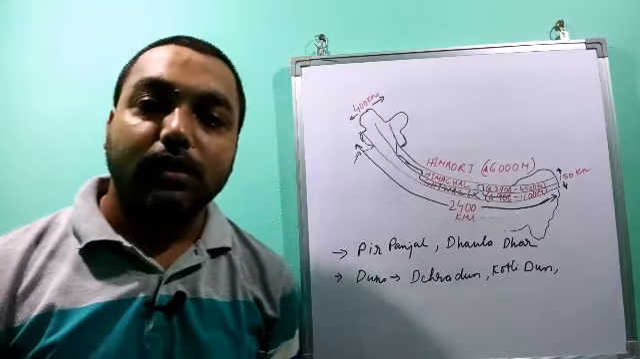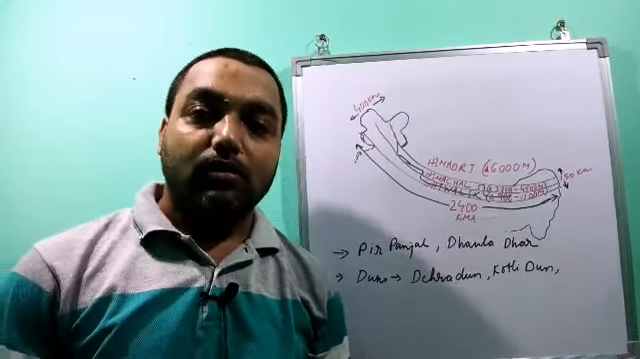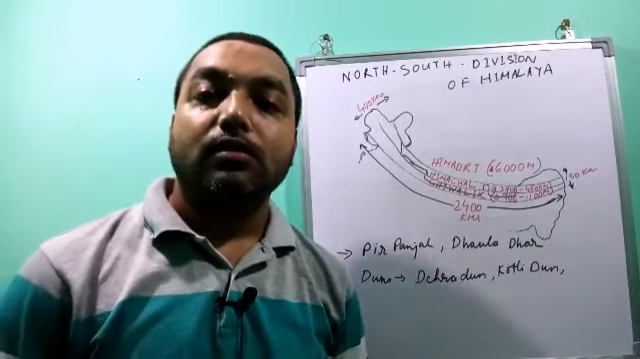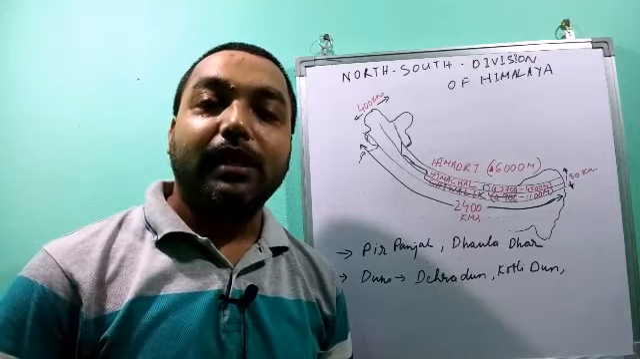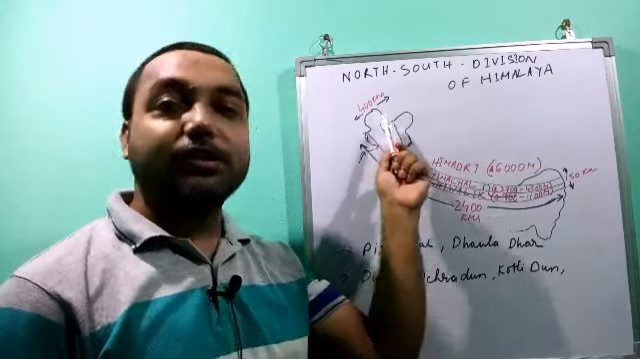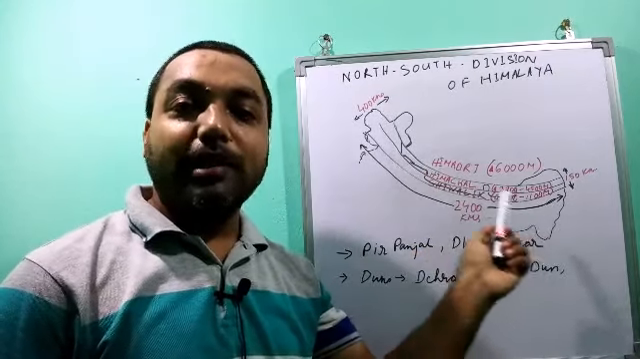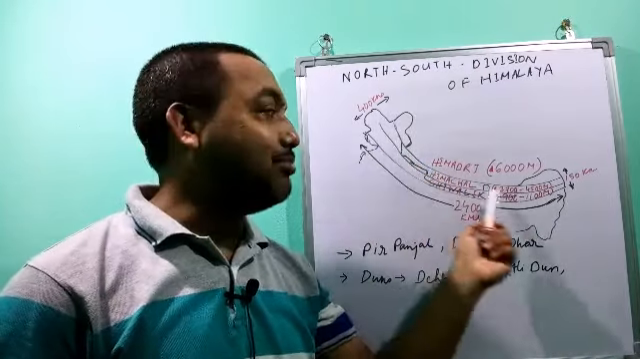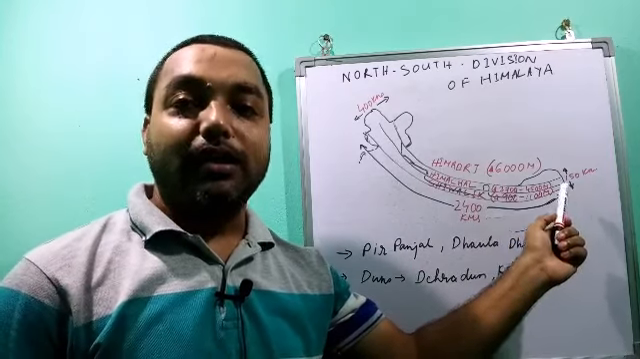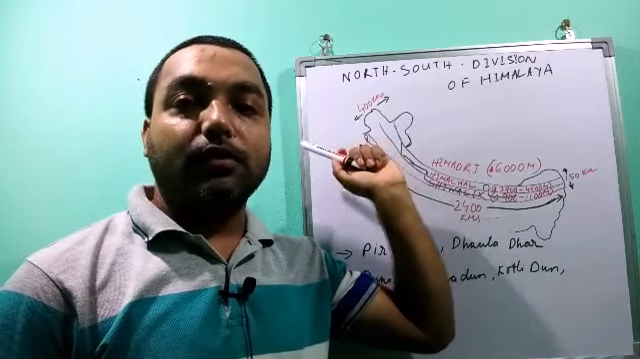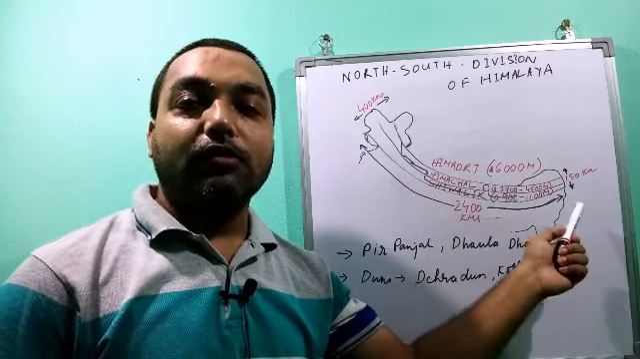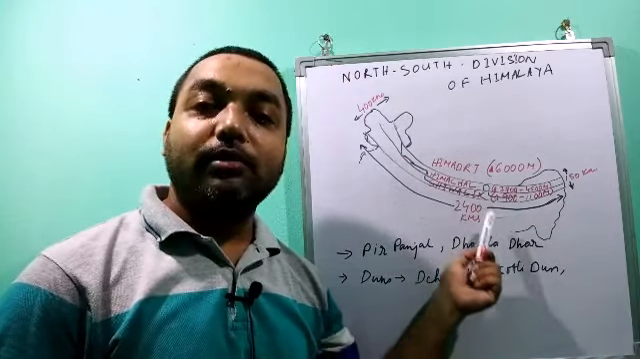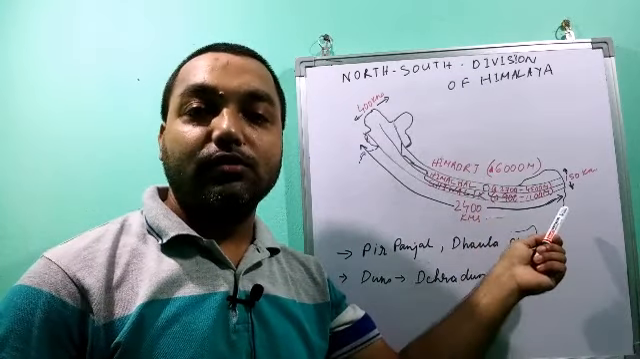First, let us discuss the north-south division of Himalaya. The total length of Himalaya extends from Jammu and Kashmir, the northern part of India drawn here, up to Arunachal Pradesh in the east. From west in Jammu and Kashmir to Arunachal Pradesh in the east, its total length is 2,400 kilometers.